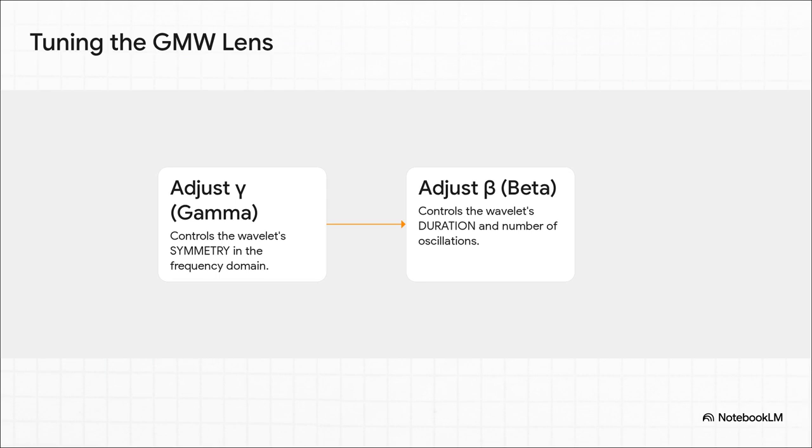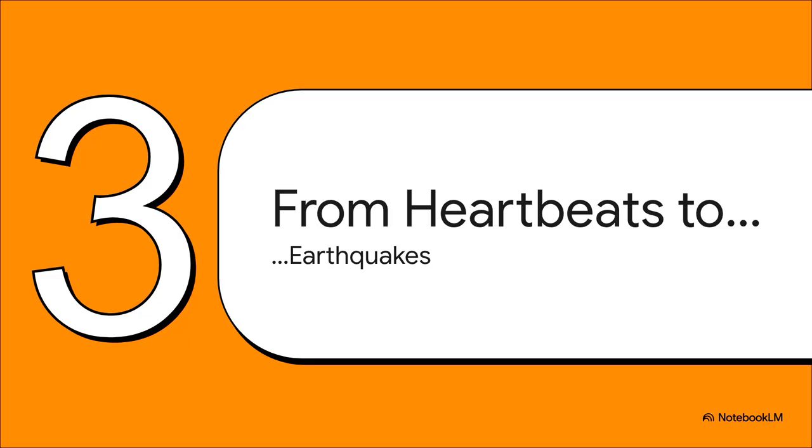So let's say you're trying to find a really short, sharp spike. You'd want a shorter duration. If you're analyzing a long rolling wave, you'd want a longer one. Just by tweaking these two knobs, you can craft the perfect lens for whatever you're investigating. And the range of things being investigated with this tool, it's just mind-blowing. It is being used in nearly every field of science you can think of.